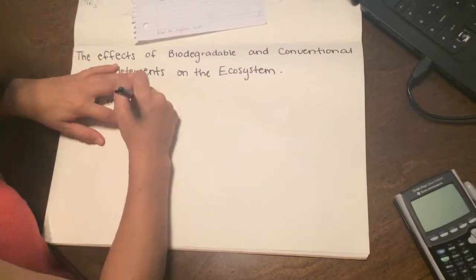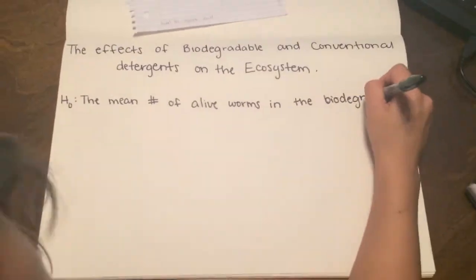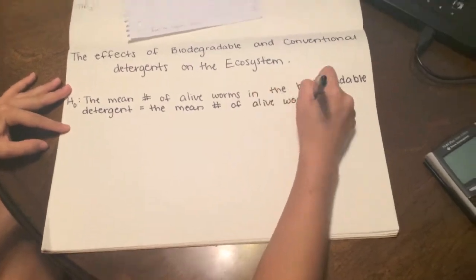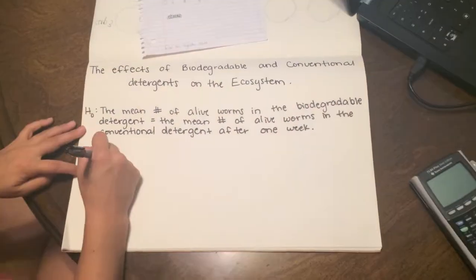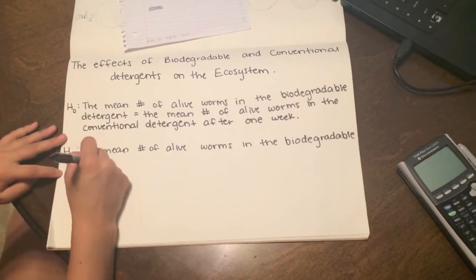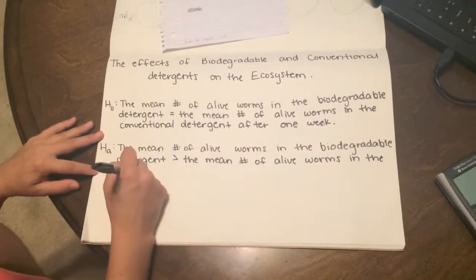Our hypothesis was that the mean number of alive worms in the biodegradable detergent would equal the mean number of alive worms in the conventional detergent after 1 week. The alternative hypothesis is the mean number of alive worms in the biodegradable detergent would be greater than the mean number of alive worms in the conventional detergent after 1 week.